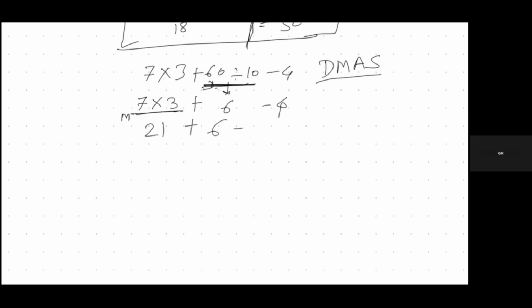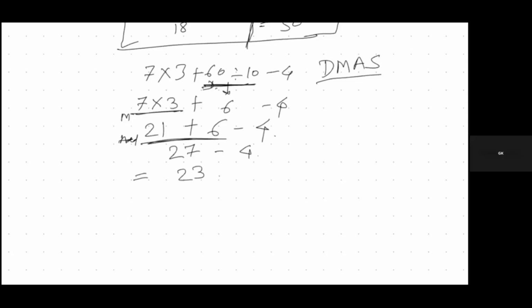Now comes the addition part. This is the addition that we have to do. 21 plus 6 is 27. Again, just carry forward the rest of the numbers. Now, the final answer is 20.